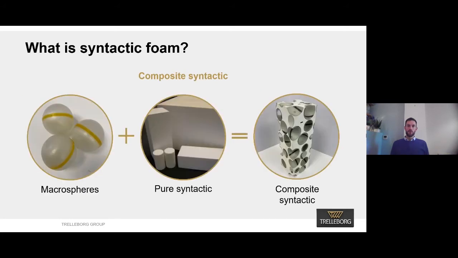Next, we move on to the composite syntactic foam. Now this is a secondary composite in which the syntactic foam is combined with larger hollow spheres, which we call macrospheres. So macrospheres introduce more air into the composite, and therefore they help create a lower density overall composite. And this is something that's critical in the end application.